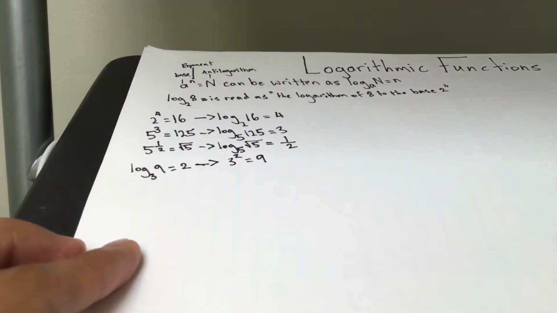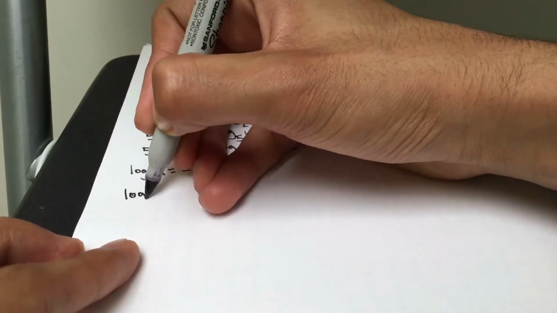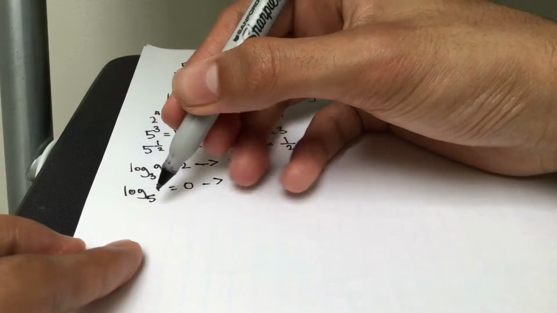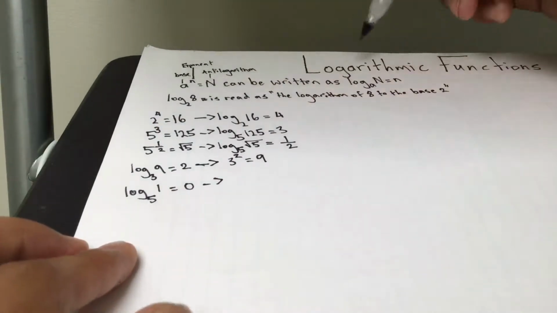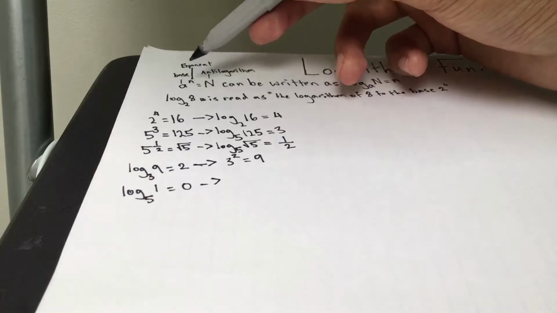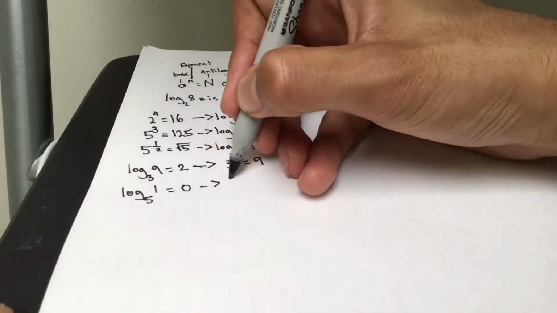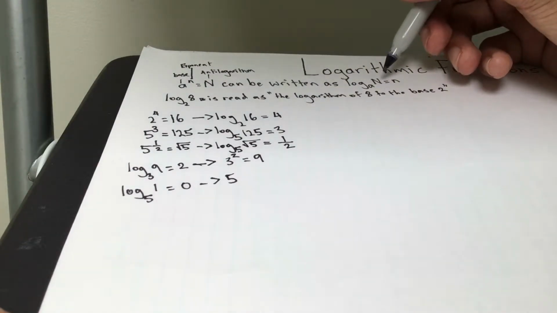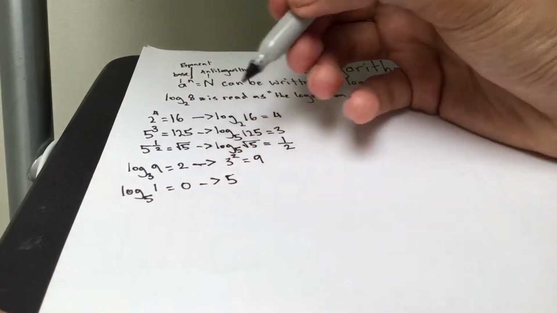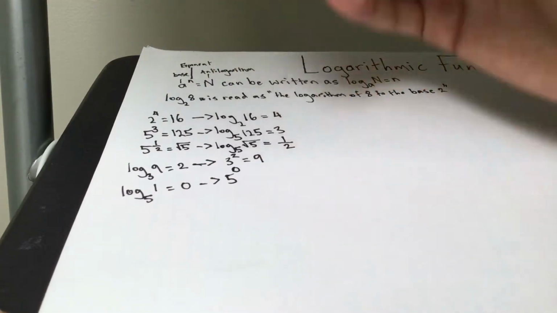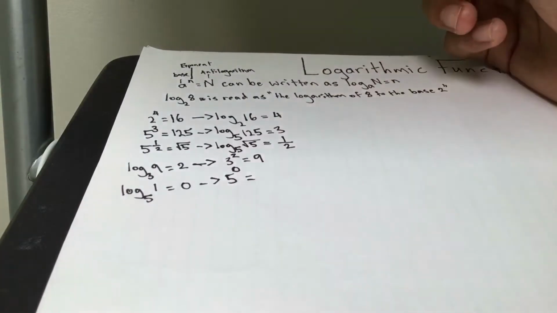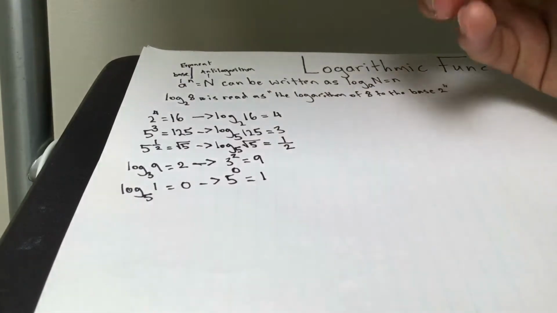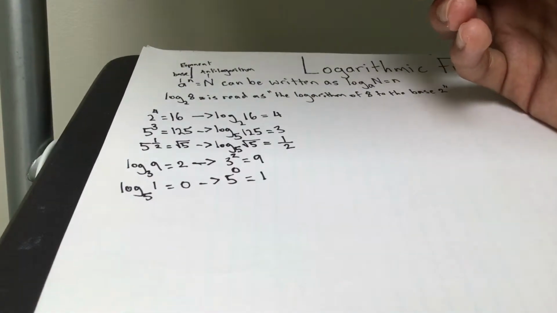Okay, so now let's do log 5 of 1 is equal to 0. Following the formula in reverse, we take out a, which is our base, so in this case it's 5, and then our next step tells us to take out capital N, which is 1, and put 0 as our exponent, and what it's equal to is lowercase n, which is 1. So that's how you solve a logarithmic function.